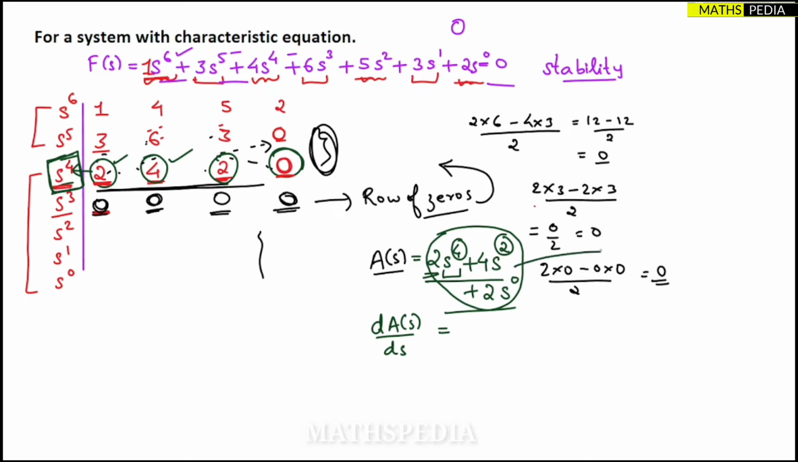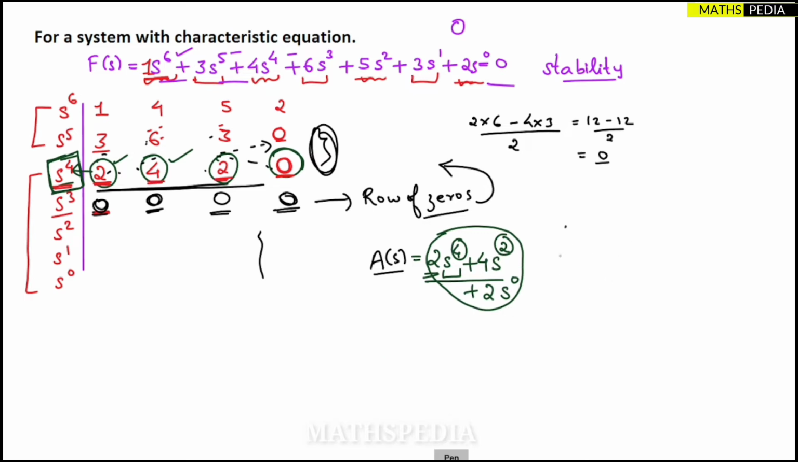That means now I have to put this auxiliary equation equal to 0 in order to find out the equation, right? So I have to put it equal to 0. Okay, now we have to differentiate this auxiliary equation with respect to s. Before that I can do one more thing, I can simplify this equation by taking 2 as common, right?